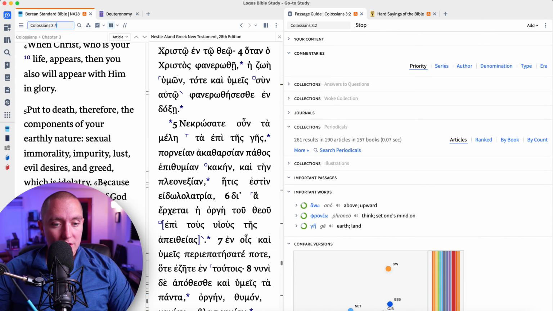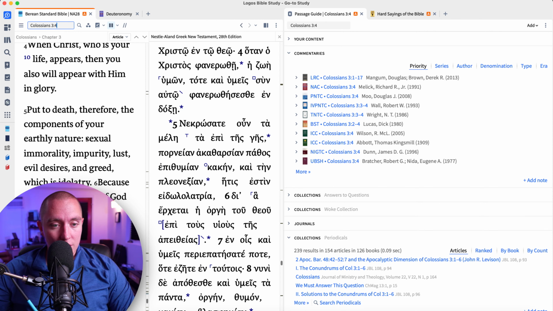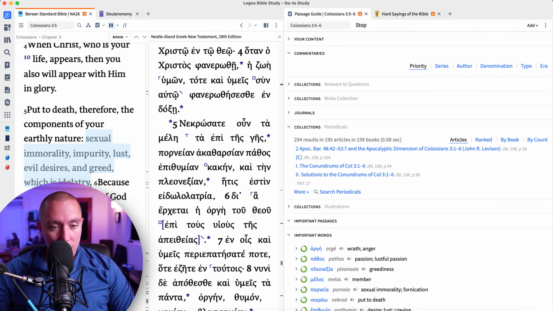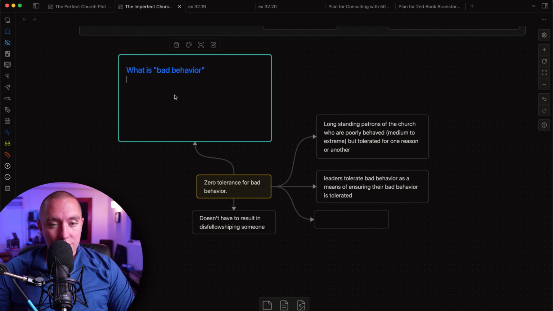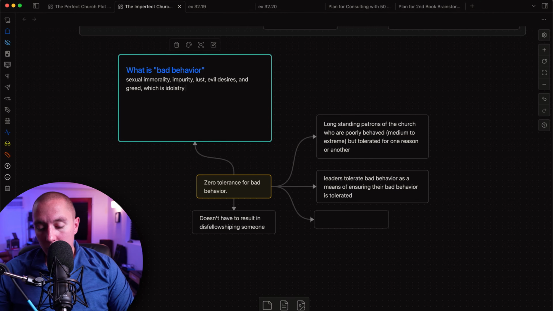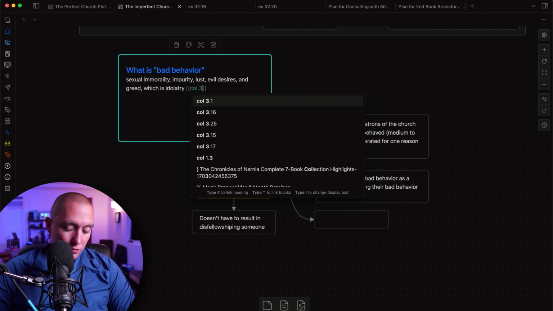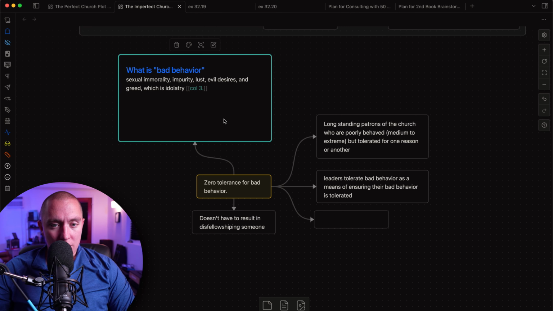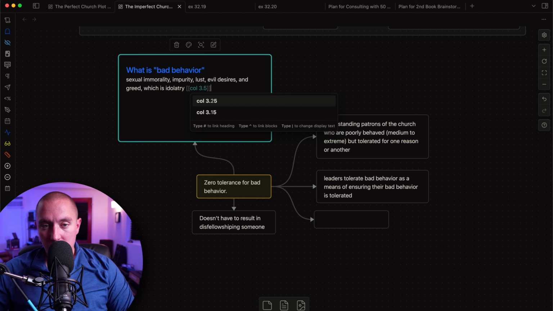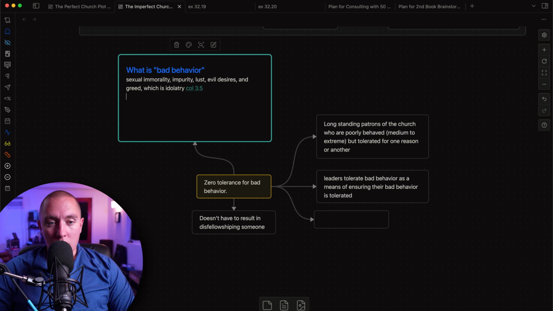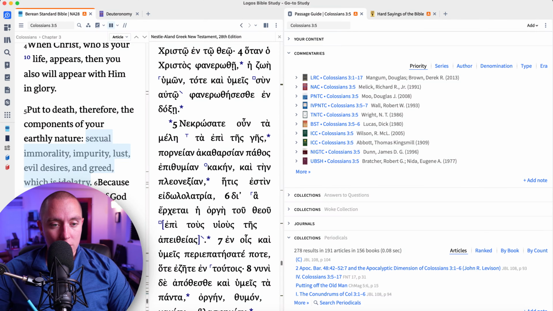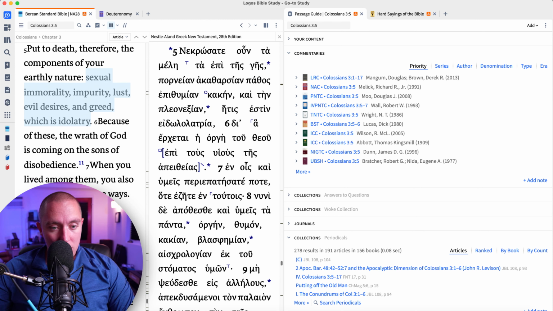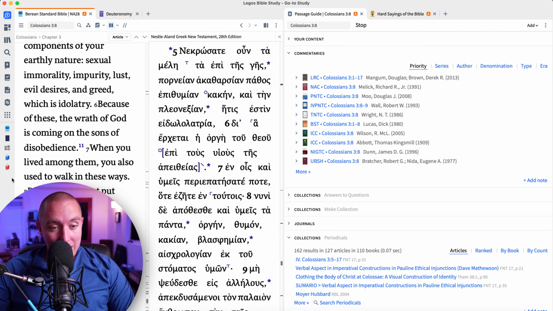Put to death, therefore, the components of your earthly nature, which is idolatry. And that's an interesting connection into idolatry. We are going to go ahead and tag this as Colossians 3 verse 5, 3:5. That way we know we referenced it. And then we'll also look at, I think there's a few more little lists here. Also, but now you must, so this will be verse 8. Filthy language from your lips.